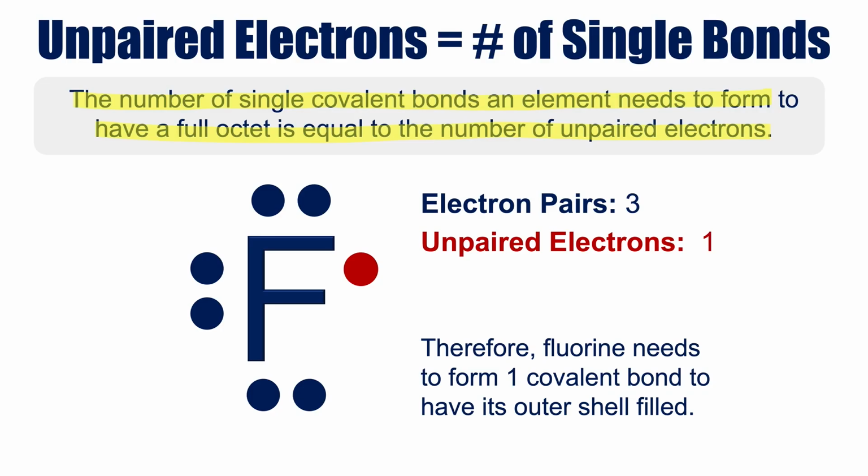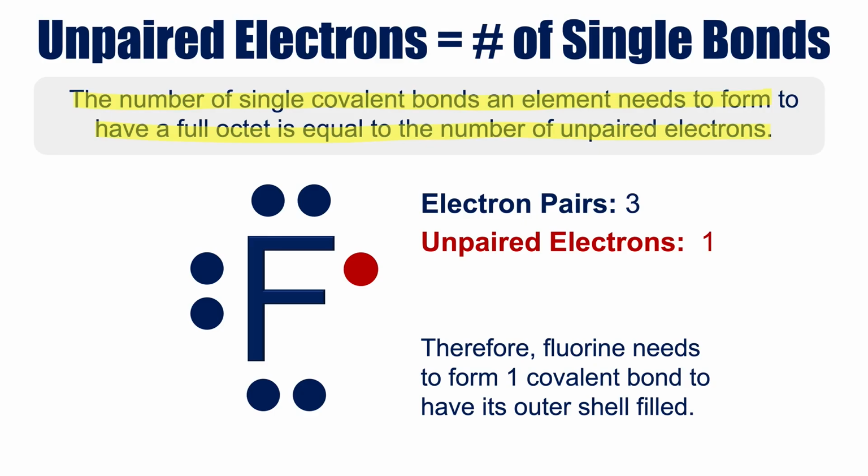So for example, fluorine has 3 electron pairs, but it has 1 unpaired electron, and what that tells us is that each individual fluorine atom would need to make 1 single covalent bond in order to reach an octet, in order to have a full outer shell.